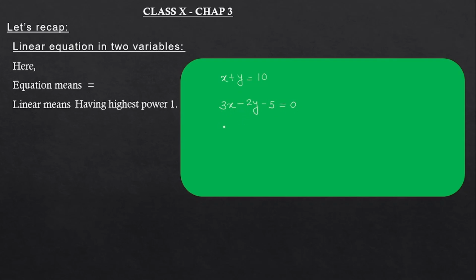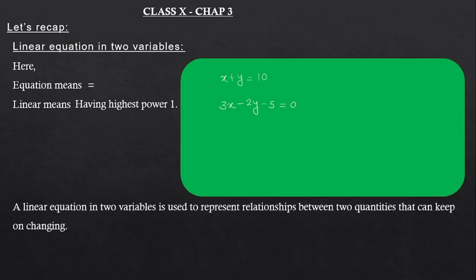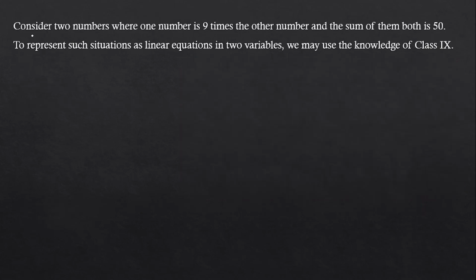But basically, why do we use the linear equation in two variables? Where do we need them? It is basically used to represent relationship between two quantities that can keep on changing. The relationship between two varying quantities can be represented using linear equation in two variables. Now to understand, let us consider an example. Consider two numbers where one number is 9 times the other number and the sum of them both is 50.